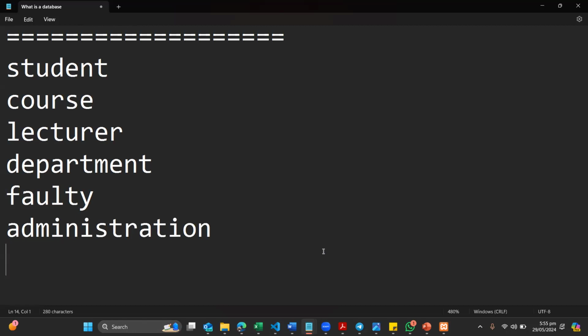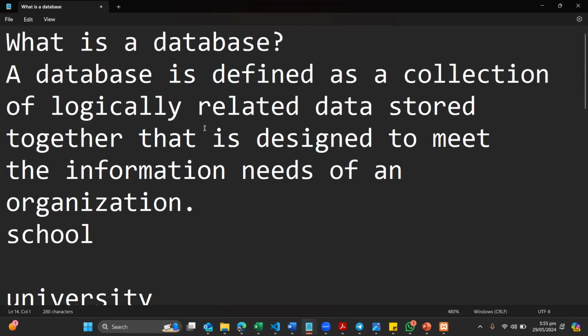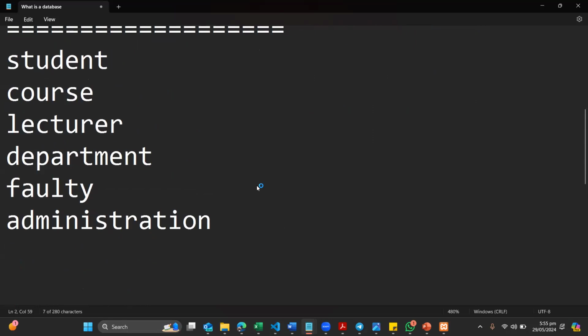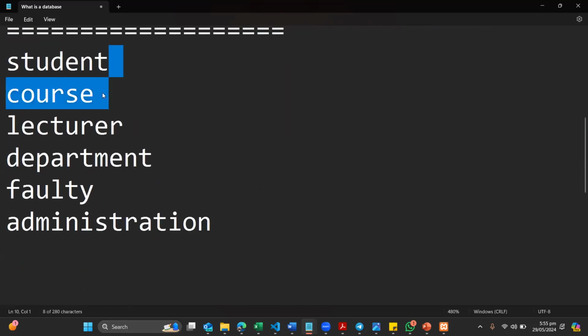So what is the relationship we are talking about over here? How are they related together? Because the student will take a course which is taught by the lecturer. So if I ask you, what is the relationship between the lecturer and the student? The lecturer teaches the student via a particular course.